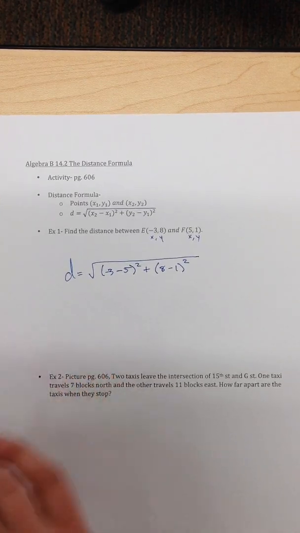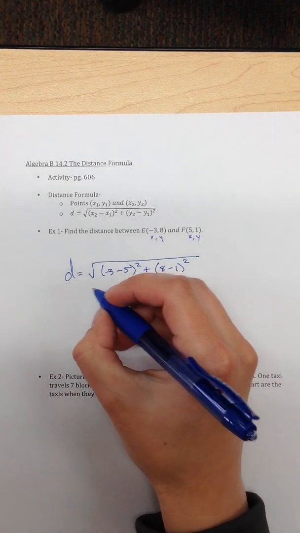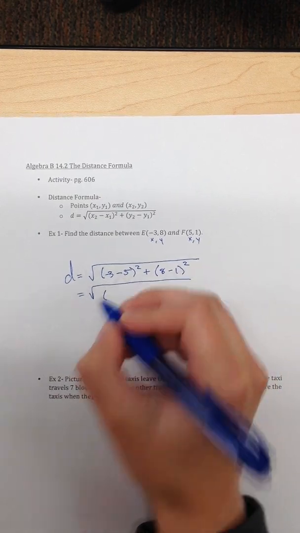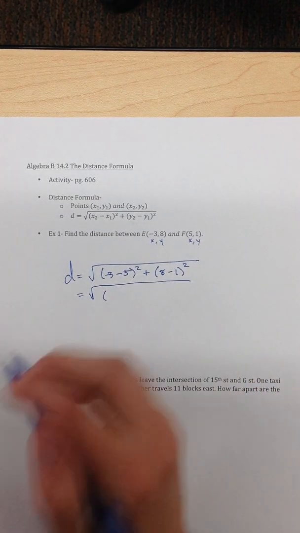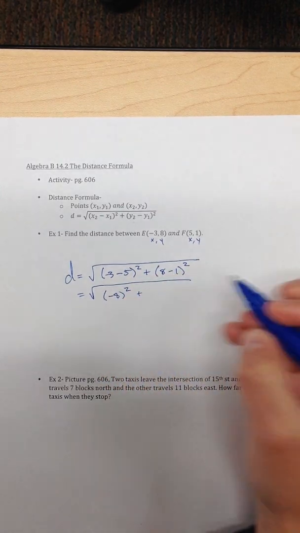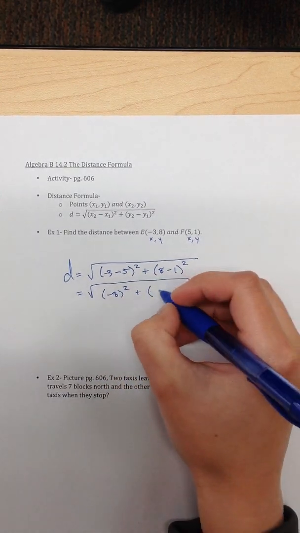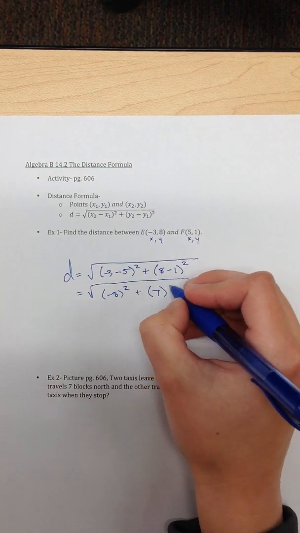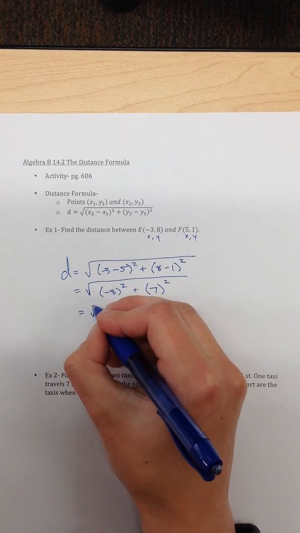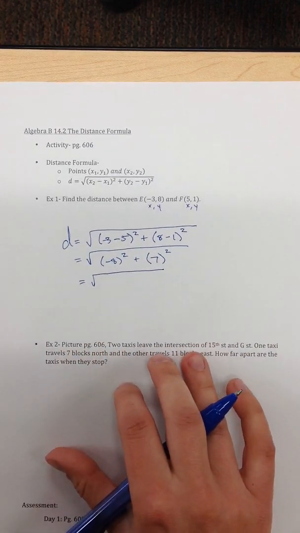So then what we do here is we just start simplifying. I would start inside my parentheses. I'm still going to have the square root. Inside my parentheses, -3 minus 5 is -8, parentheses squared, plus 8 minus 1 is 7, squared. Then I would square those values, so I still have my big square root there.